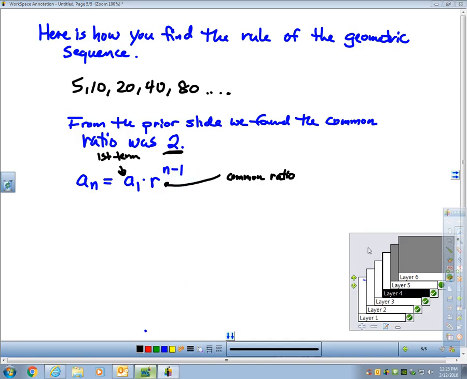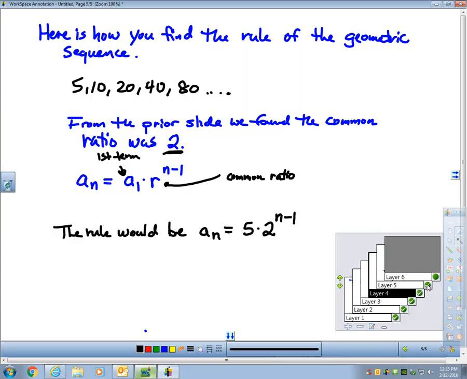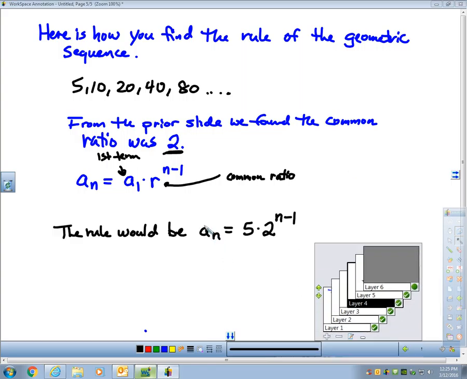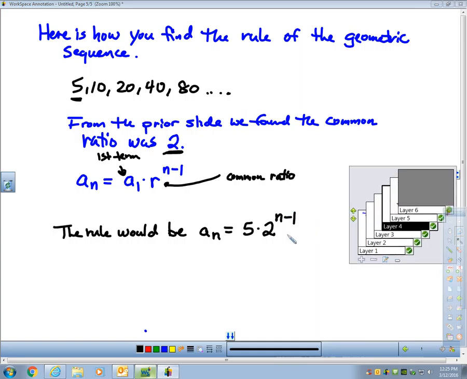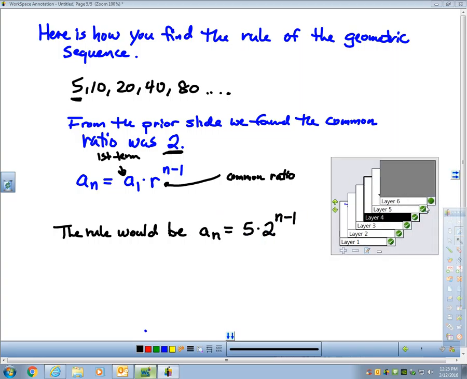Okay, so let's write the rule for the sequence. The rule would be the nth term would be the first term, which is 5, times the common ratio, which is 2, to the power. Can you see the first term here? The first term's already accounted for. That's why we're going to have the number of terms minus 1. That's kind of abstract. It'd be easier to show you, and have this make sense if I give you an actual example, which I'm going to do right now.